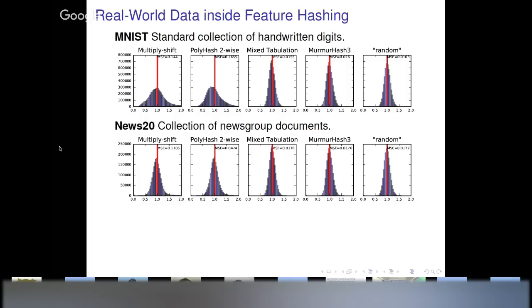We also looked at feature hashing, which is also popular in machine learning, where you just take each vector and map it to a random vector with a plus minus sign, and then you see how much things compare. And again, especially here, we see a big difference in the concentration depending on whether you use the good hash functions or the bad hash functions.